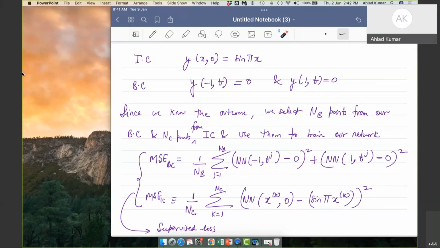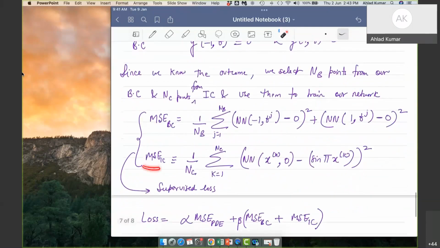And similarly, you can do it for the other boundary condition also. So here you can again write nn instead of y, and then you have tj here, and then minus 0. So you know the answer for all the values of t which you put here. When you take the t in the boundary conditions, then you will get the answer as 0. So you have to square and sum them up, and once you square, sum and take the average, you will get a mean square error boundary condition.